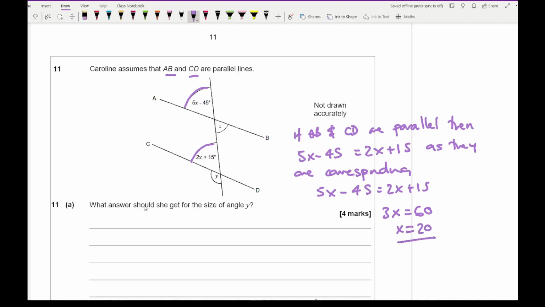20. So if x equals 20, then this angle here is going to be 100 minus 45, which is 55. This angle here is also going to be 55, so to work out y, it's going to be 180 minus 55, which gives me an answer of 125 degrees.